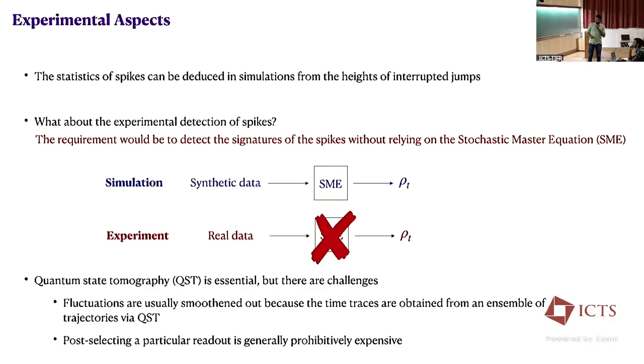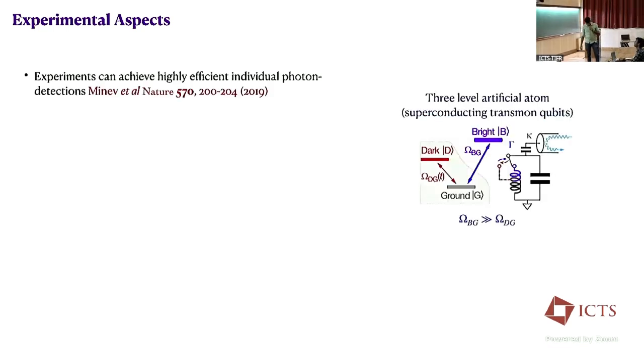One way to get around this would be to post-select a particular trajectory and accumulate many copies of it and try to get enough statistics to deduce the state, but that's usually prohibitively expensive, and you would need an exponentially large number of samples to do this. So, like I mentioned, there was a very interesting experiment which achieved these highly efficient individual photon detections, and basically simulated these jump stochastic master equations very efficiently.